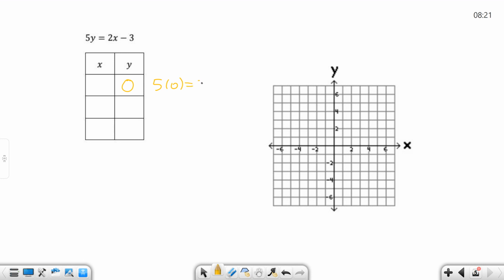5 times 0 equals 2x minus 3. 5 times 0 is 0, so we get 0 equals 2x minus 3. We're going to add 3. 3 equals 2x. We're going to divide by 2. So 3 halves equals x. So x is 3 halves. That's between 1 and 2. And y is 0. So 3 halves, 0. That's your x-intercept, right? Crosses the x-axis there.